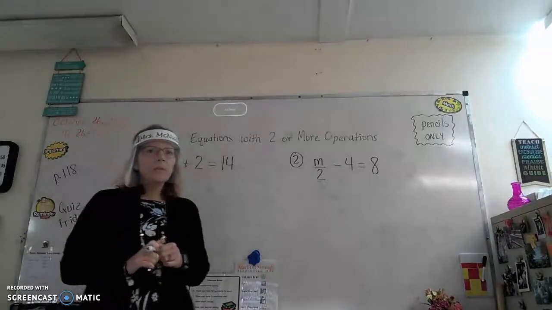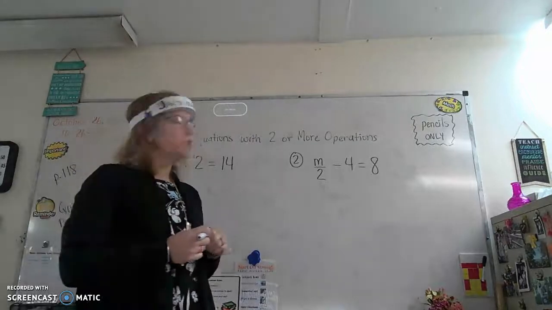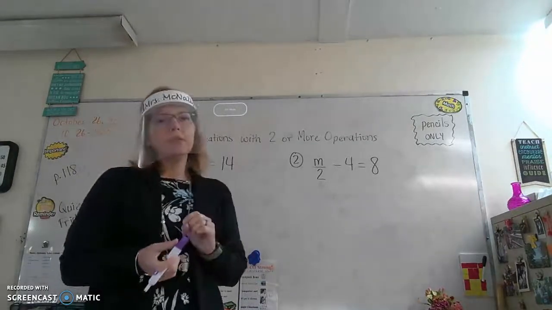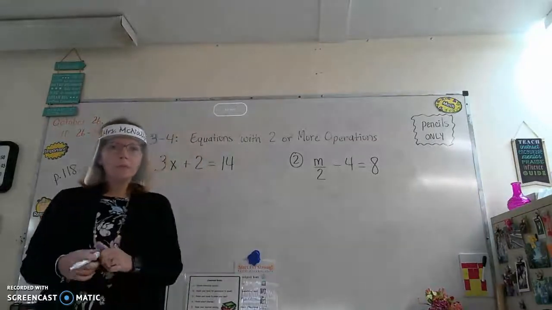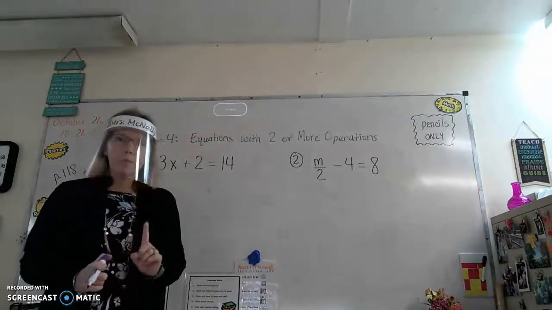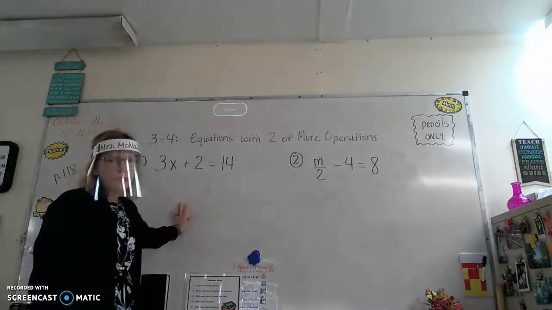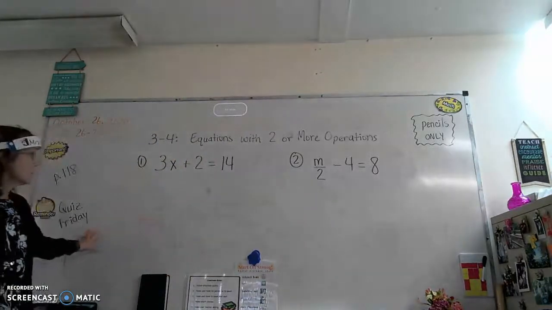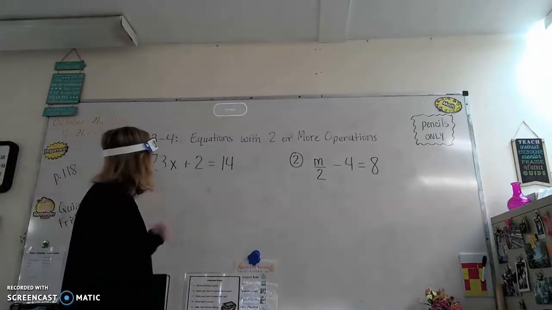Okay, so today we are starting a new section, chapter 3-4, equations with two or more operations. We're just going to keep building on what we learned last week, solving equations, but this time we have more than one step to solve it. I'm on page 118. Numbers 1 and 2 are already on the board. We're just going to go through the steps on how to solve them.